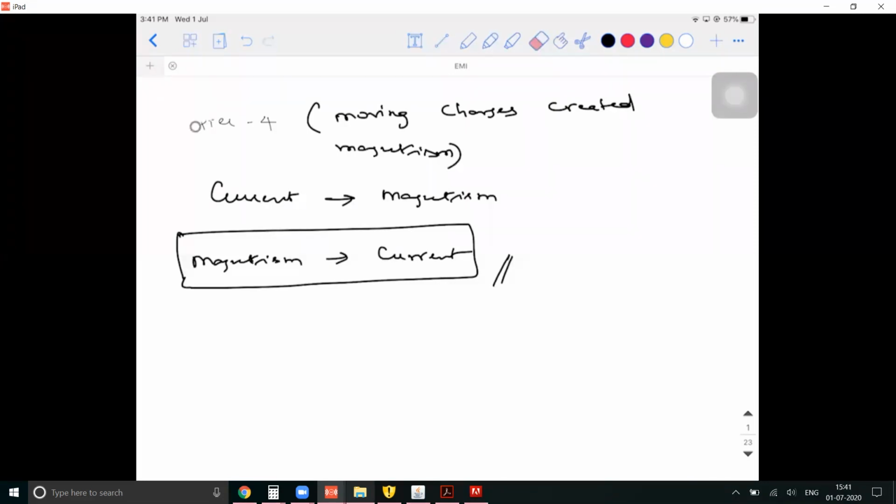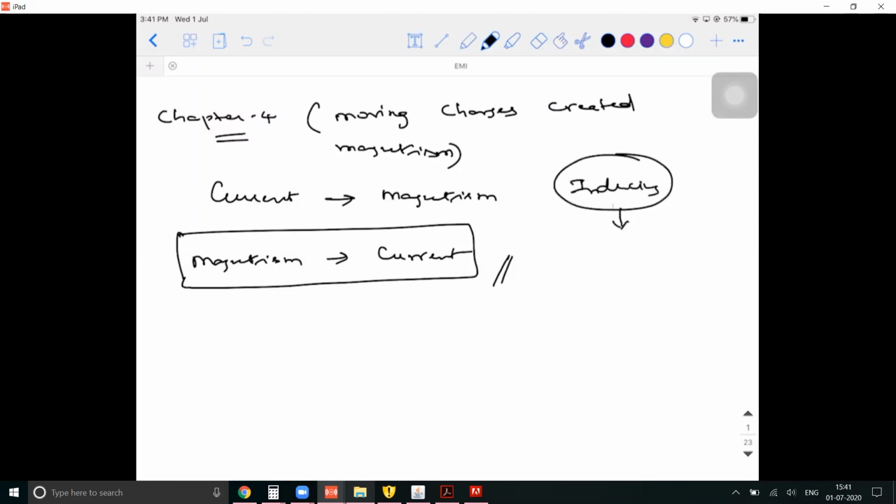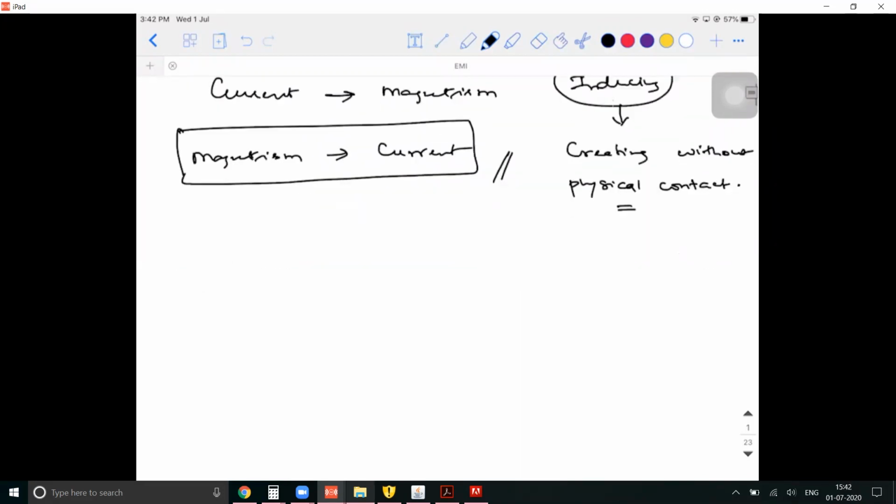So what we will do is we will induce current. So what do you need to induce? Inducing means creating something without a physical contact. So that's what we call it as induce. So what are we going to induce? We are going to induce current with the help of magnetism. Okay.